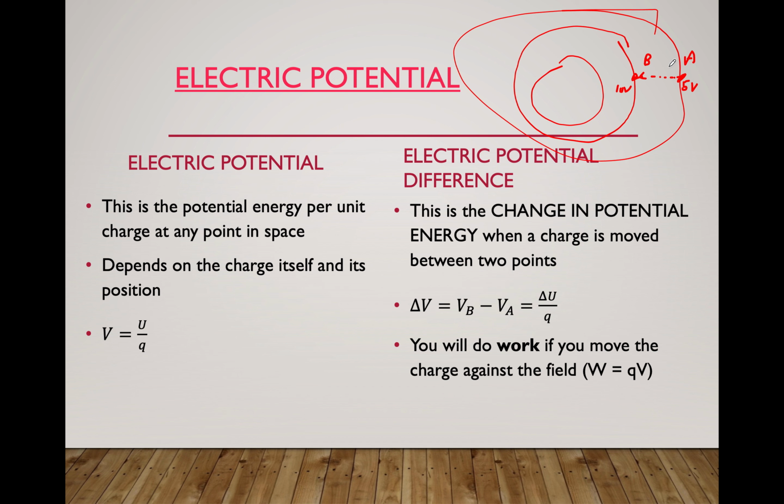So that is really important to know. VB minus VA, or I should actually say V final minus V initial. That's the better way to say it. Final minus initial, or the change in work or the change in energy divided by Q, which is the charge.